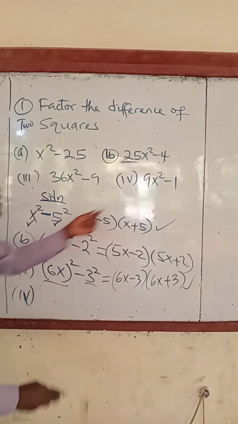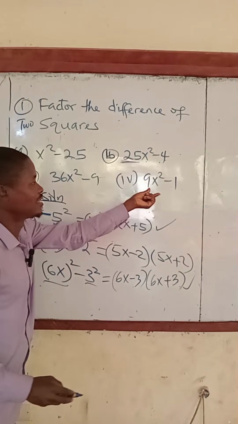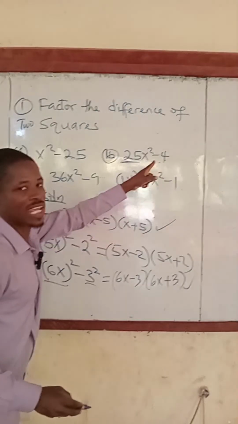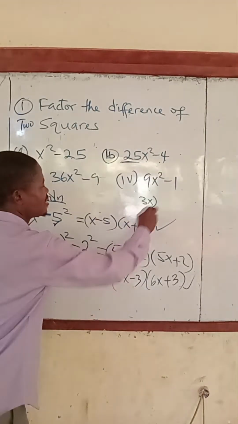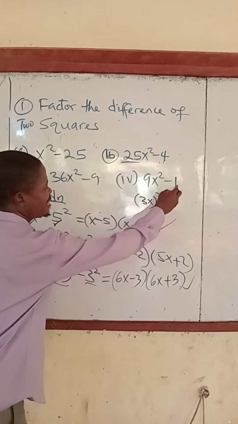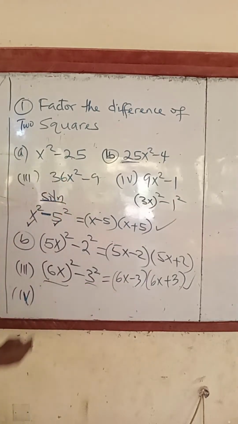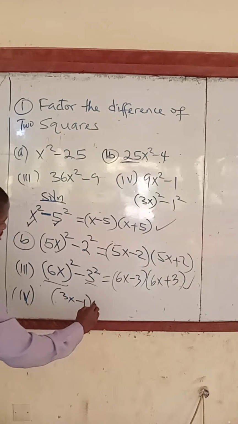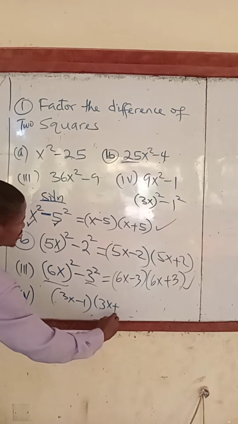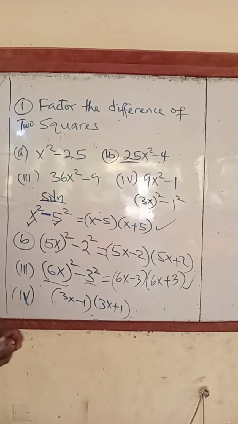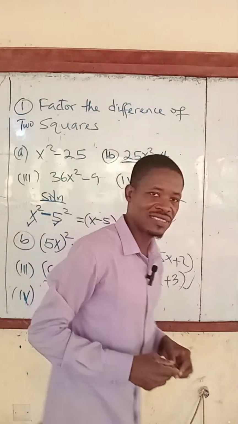The last part of this question, we have 9x squared, which is the same as 3x squared, minus 1. This one is also the same as 1 squared. So that will be equal to what? 3x minus 1 times what? 3x plus 1. So that's that on these segments.